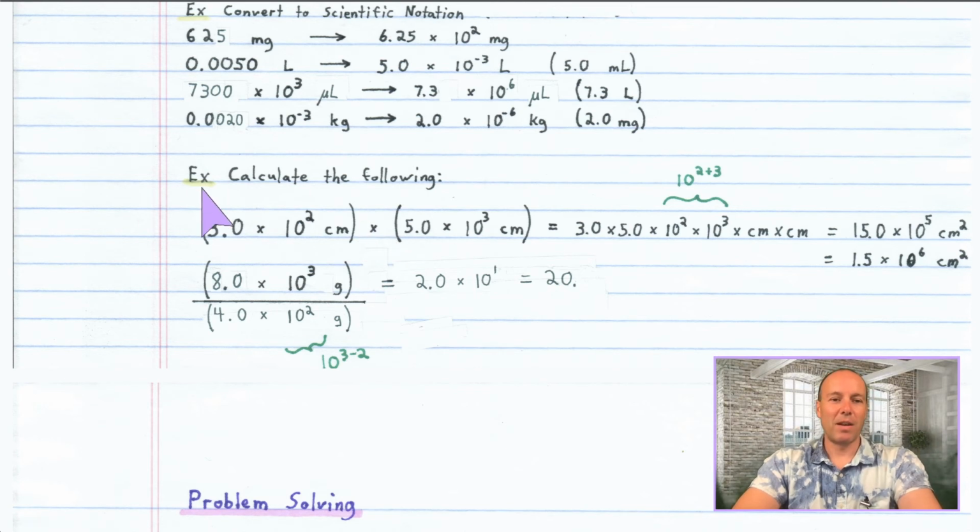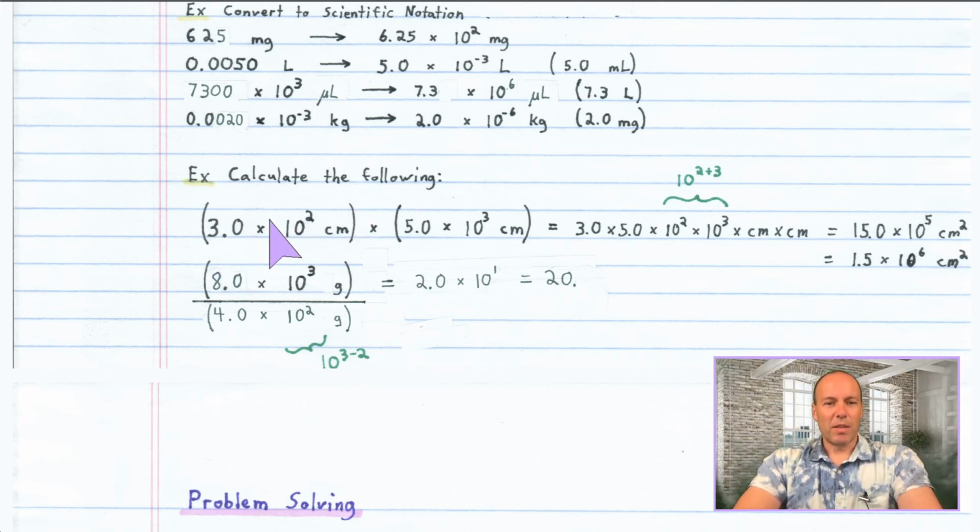Suppose you have a number that's in scientific notation, say a distance, and you want to multiply it by another measured distance which is in scientific notation. So 3.0 times 10 squared centimeters multiplied by 5.0 times 10 cubed centimeters. This is not too difficult to do.